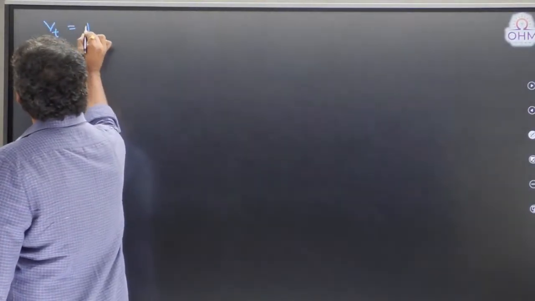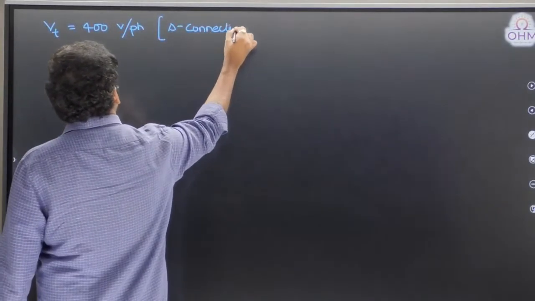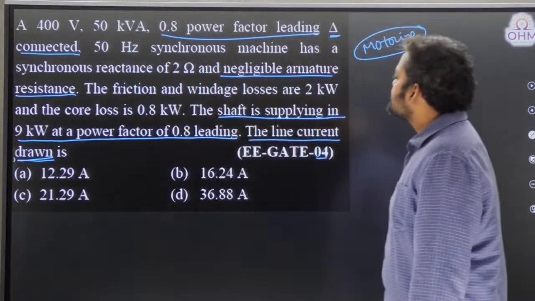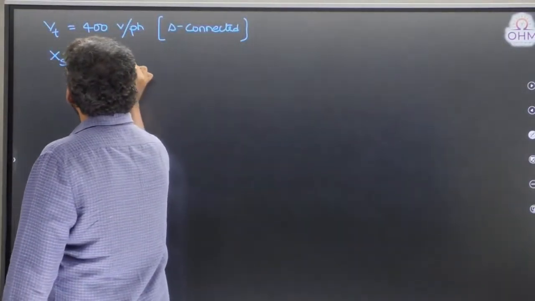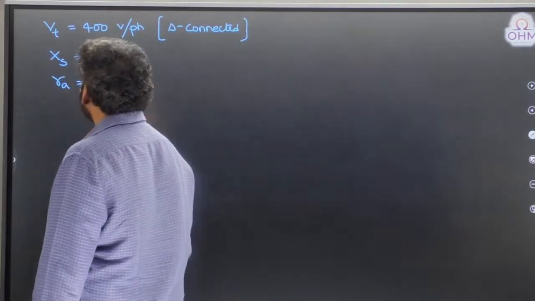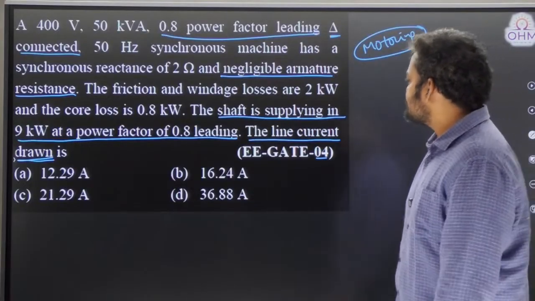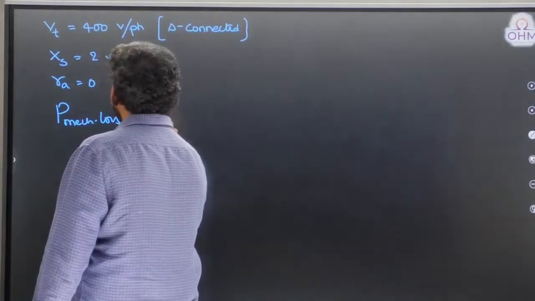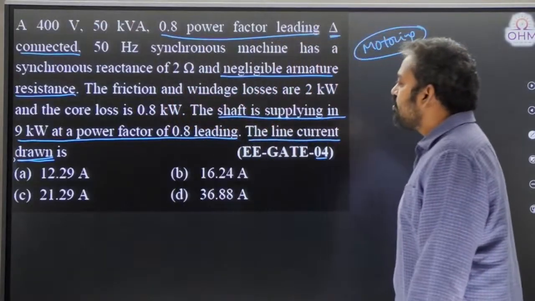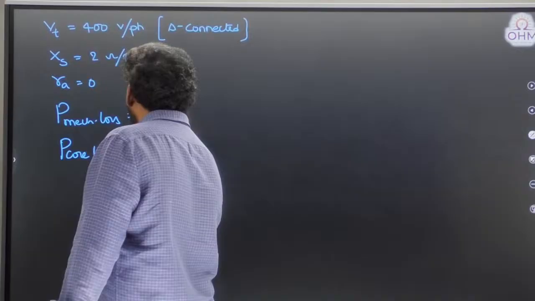400 volt, that is line voltage by default. If line voltage was 400, can I say phase voltage was also 400 because the machine is delta connected? Yes, voltage was given. Next information is synchronous reactance, 2 ohm. There is no information about armature resistance, and it was clearly mentioned armature resistance is neglected. Losses are given. What are the losses given? Friction and windage losses are given. We call it simply mechanical loss. Mechanical loss was 2 kilowatt. Next, core loss is given, 0.8 kilowatt.